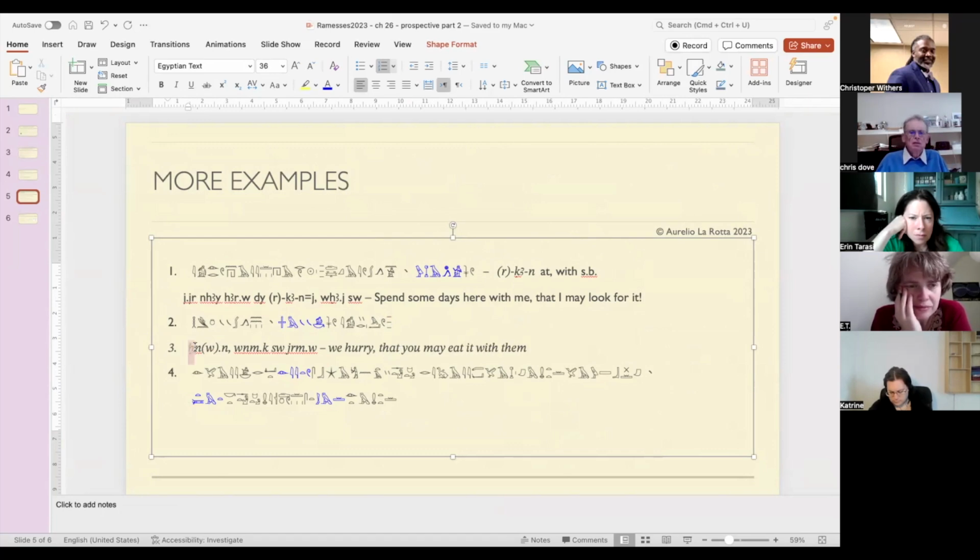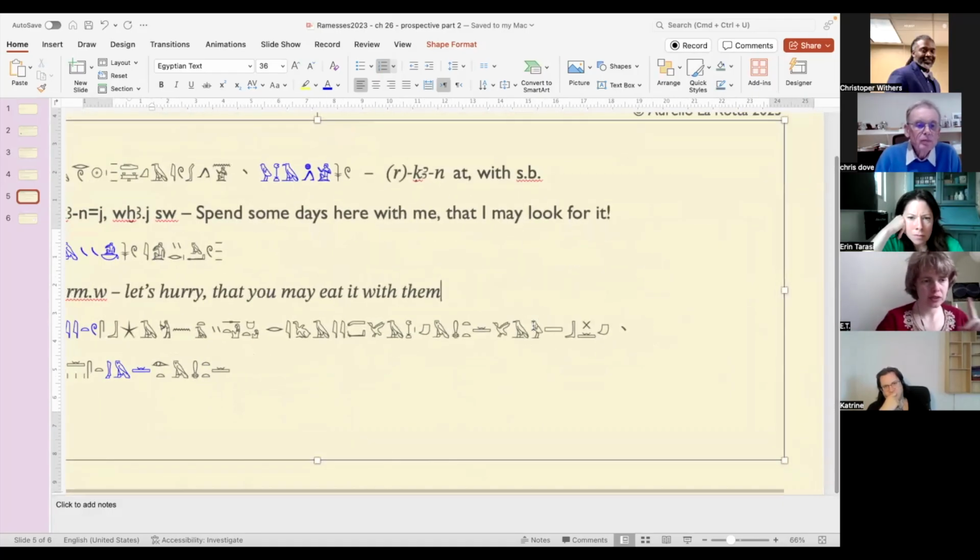So then the only thing, we hurry, is that really a simple present tense or is this something else? Looks like Sejamef. So what are your two options? We will hurry, or maybe let's hurry. Let's hurry that you may eat it with them. Whatever it is in that context, I have no idea. Okay, very good.